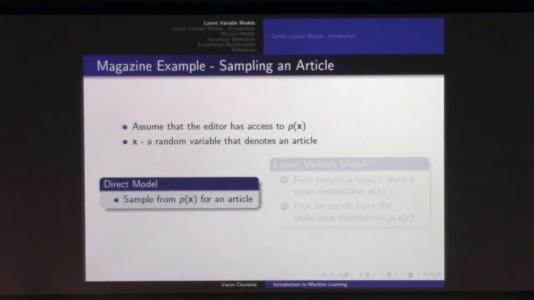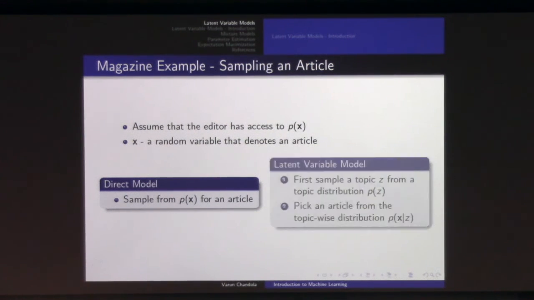Now this is a sort of a contrived example, but let's say there are 10,000 types of articles that there can be, right? And you have a distribution over those, which means that you have 10,000 probabilities which all sum up to 1. And what the editor does is that if she has to create a magazine's next issue, she would go to that distribution and pick one out of that by those probabilities. So it's quite likely that she will pick something that has the highest probability, but it's not guaranteed. It's a random variable, right? So that is the direct model.